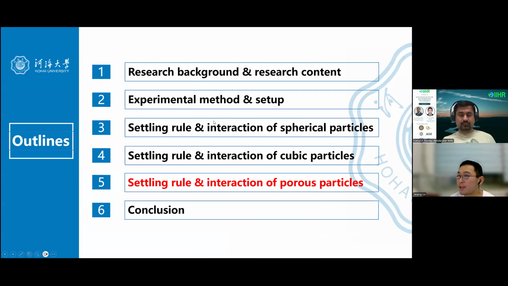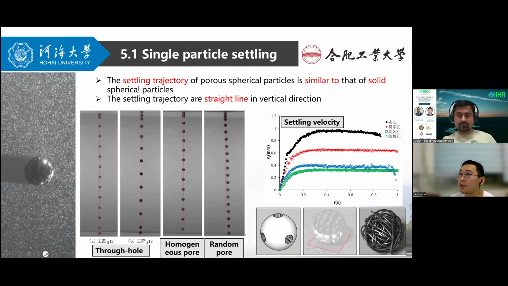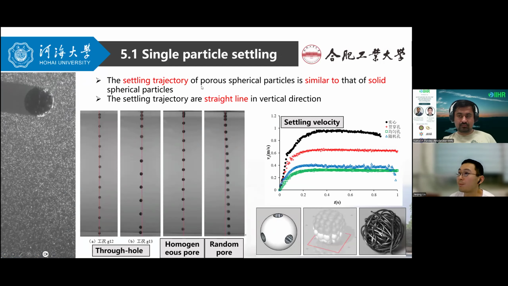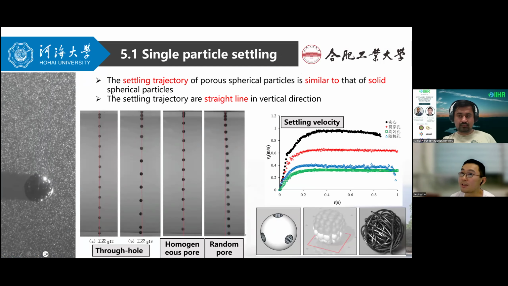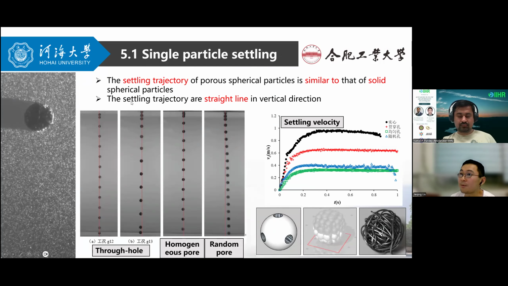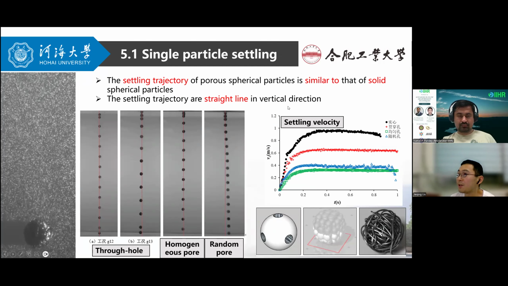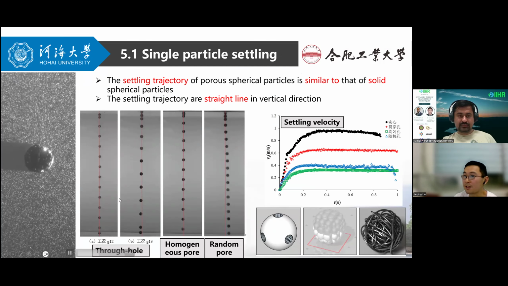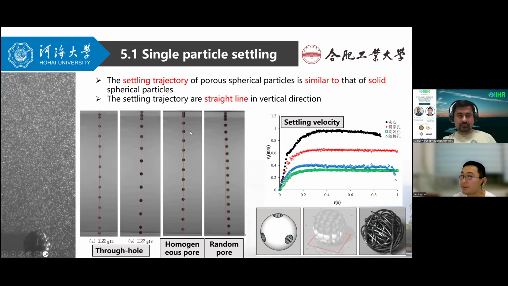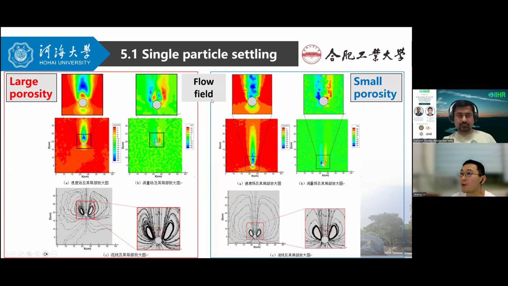Then is part 5. Part 5 is settling rule and interaction of porous particles. The settling trajectory of porous spherical particles is similar to that of solid spherical particles. The settling trajectories are straight lines in the vertical direction. Yeah, we can see the video and the picture. And this is the flow field around the porous particle. On the left is large porosity, and on the right is small porosity. And when porosity is small, it is more like a solid particle.